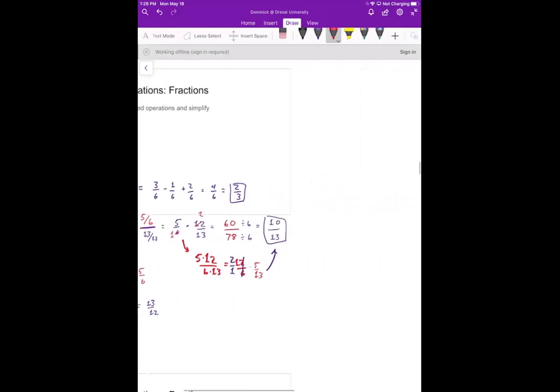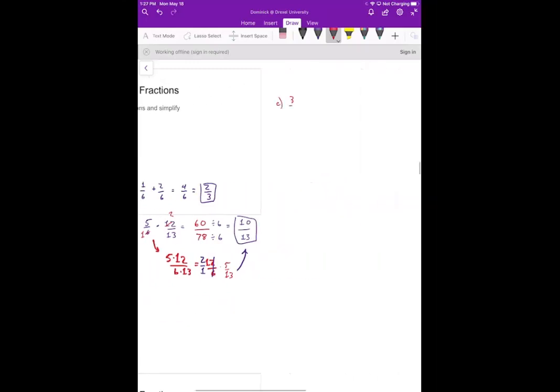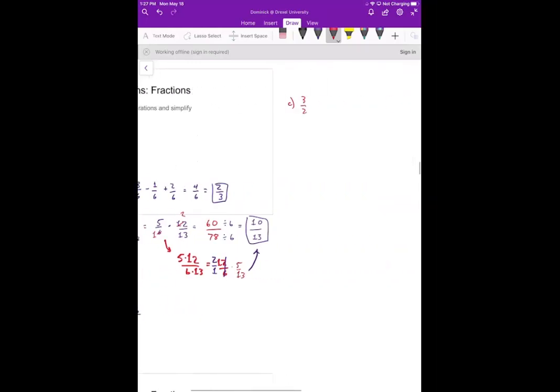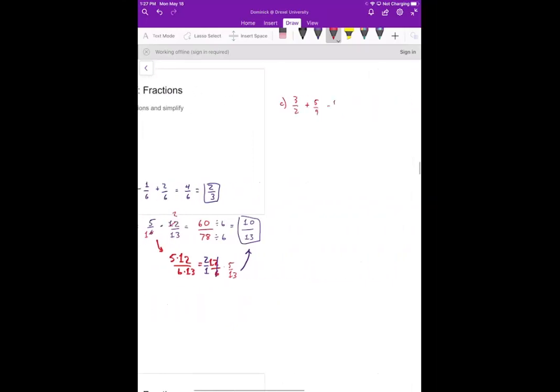Okay, part C, we have 3 over 2 plus 5 over 9 minus 1 over 3. Right, so my common denominator here, I believe, will be 18, right? Multiply this by 6, this one by 2, and this one by 9. So I'm going to get 27 over 18 plus 10 over 18 minus 6 over 18. So it looks like I'll get, when all is said and done, 31 over 18. And of course that I can't reduce.